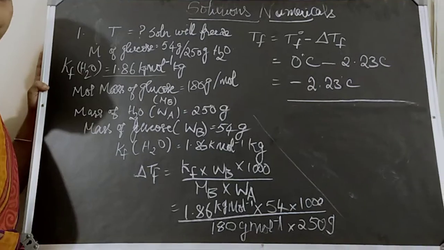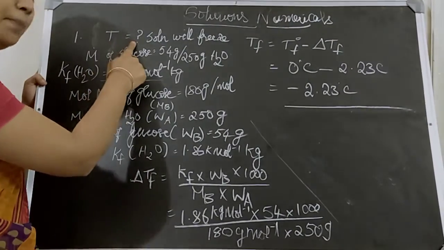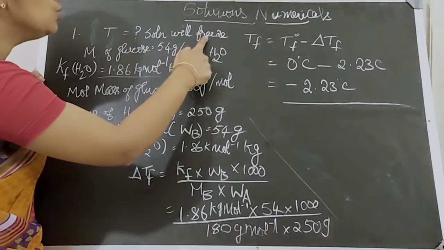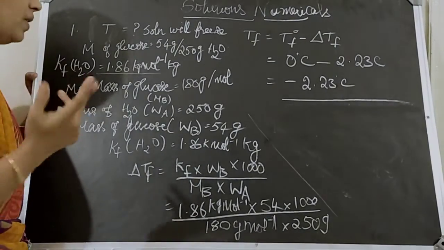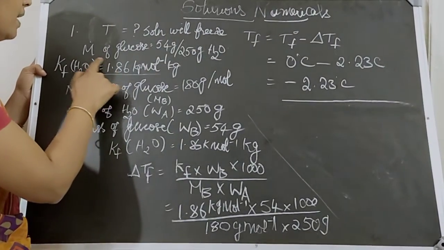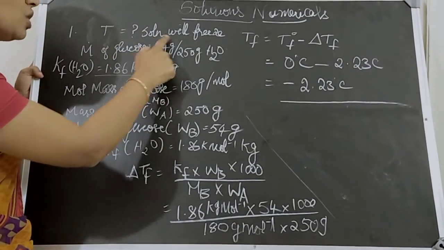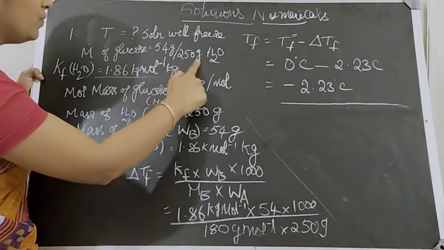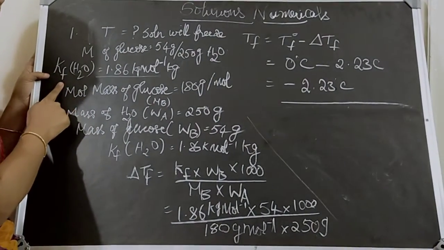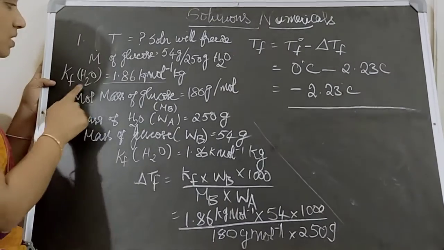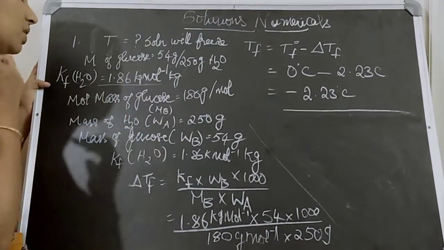The last problem, we have to calculate the temperature at which the solution will freeze. We need to calculate the temperature at which a solution is going to freeze. Provided they have given the molecular weight of glucose as 54 grams, this much amount of glucose is dissolved in 250 grams of water, and they have given the freezing point constant value as 1.86 kilogram per mole per kg.